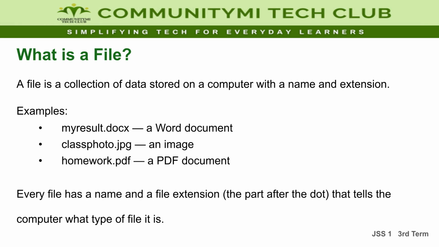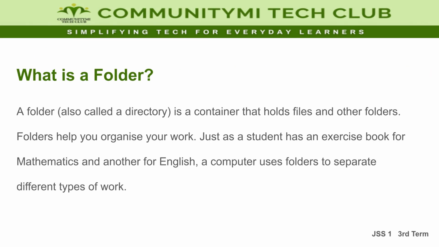A file is a collection of data stored on a computer with a name and extension, such as myresult.docx. The file extension, the part after the dot, tells the computer the type of file it is. A folder or directory is a container that holds files and other folders. Folders help organize your work, separating different types of files, much like using different exercise books for different subjects.